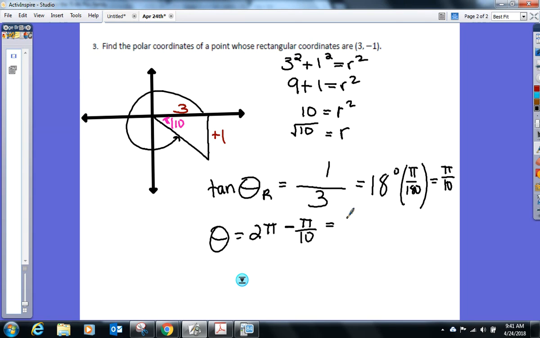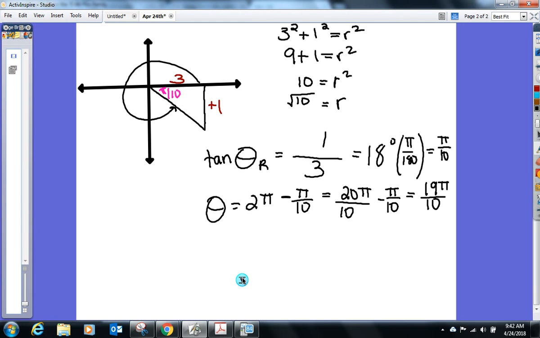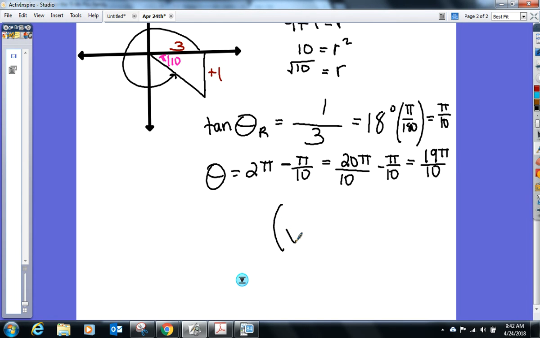You guys are good. 20 pi over 10 minus pi over 10. That angle in radians, 19 pi over 10. So the coordinate will be radical 10, 19 pi over 10.